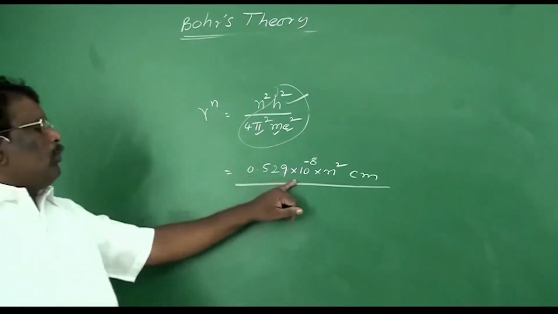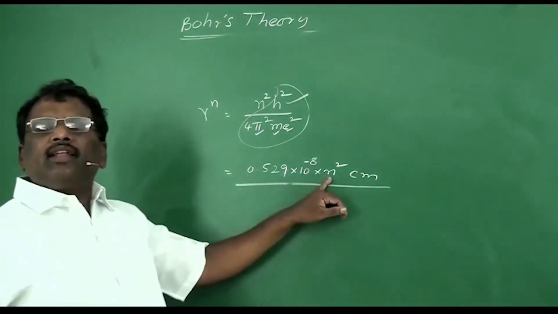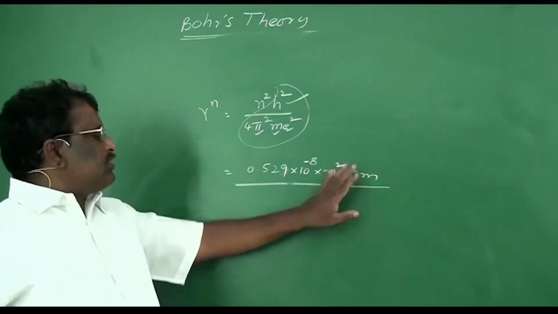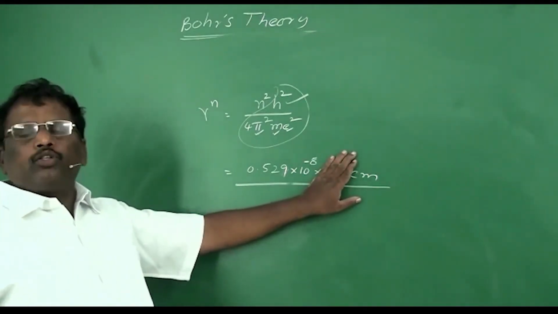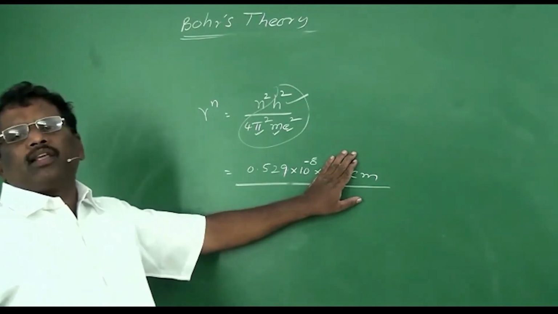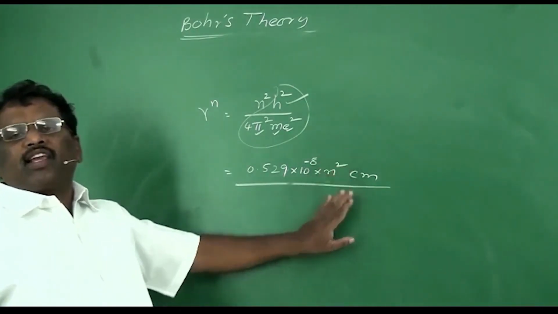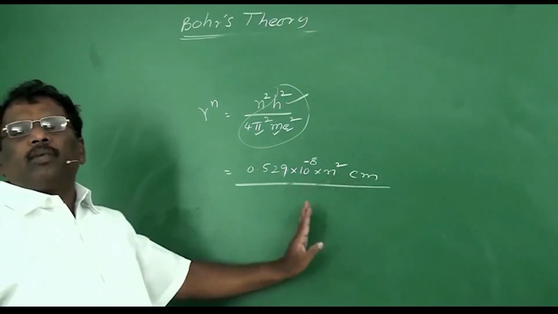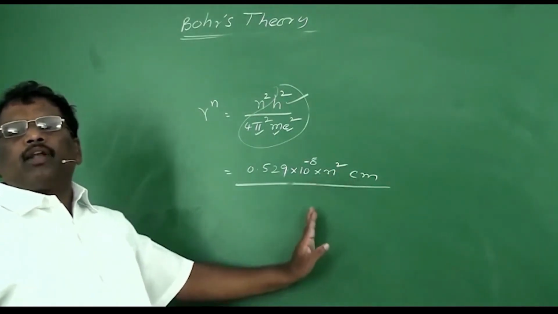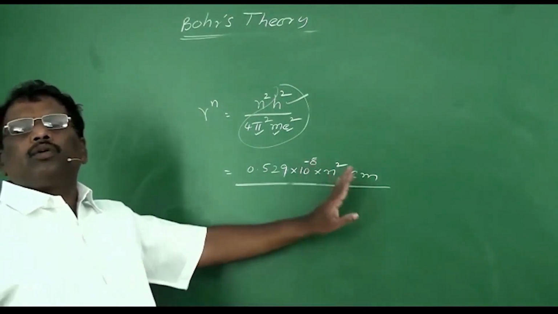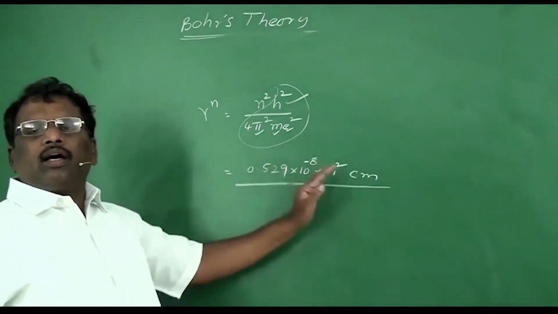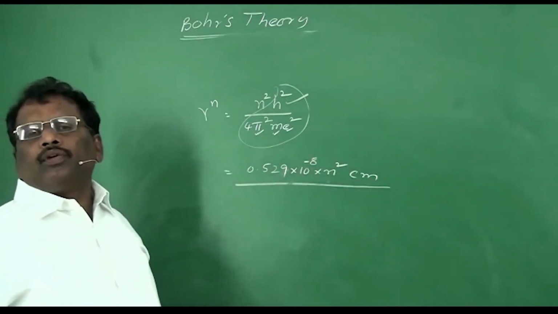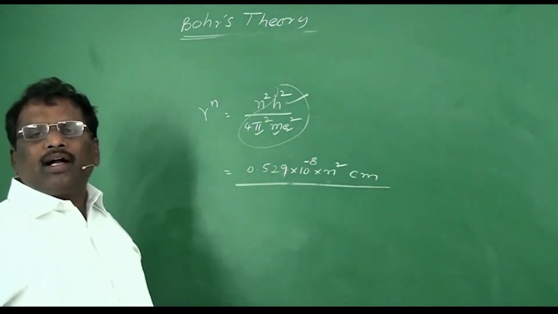By using this formula, you can easily calculate the radius of each orbit. For the first orbit it is 0.529 angstroms, or 0.529 into 10 to the power minus 8 centimeters. For the second orbit, multiply by 4, for the third orbit by 9, for the fourth orbit by 16, for the fifth orbit by 25. So this is the radius of the hydrogen atom.